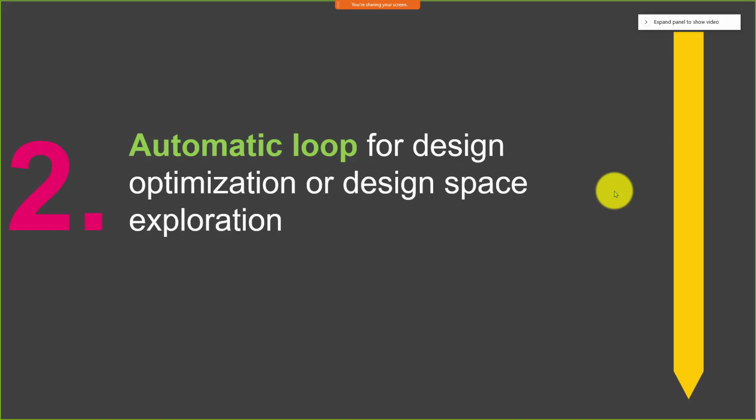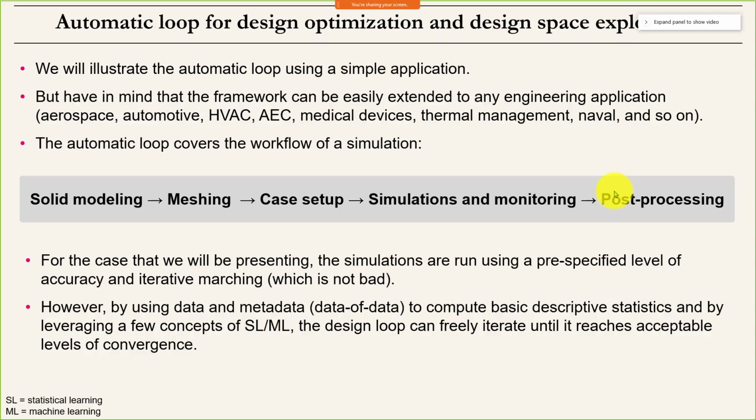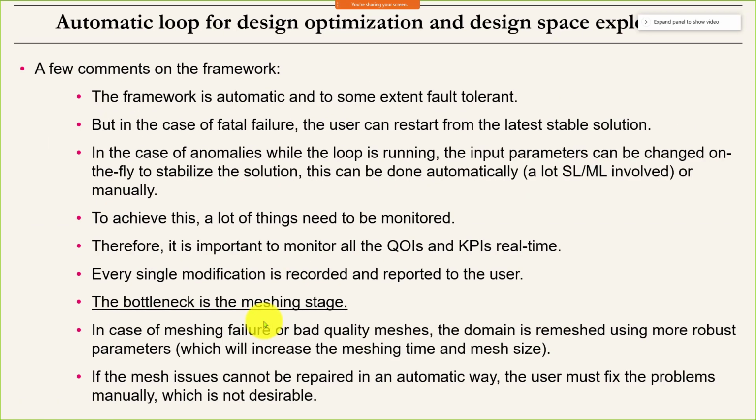That being said, we're going to use a parameter-based approach, so let's talk about the automatic loop. The automatic loop is basically where we put all these tools in action. We're going to show you an application, but this can be extended to any kind of application, so there is no limit. This automatic loop covers solid modeling, which is where we're going to work right now, then meshing, case setup, simulation, monitoring, and post-processing. Everything is done automatically. The important thing is that you need to monitor a lot of data, so don't be afraid of putting in monitors and monitoring your data.